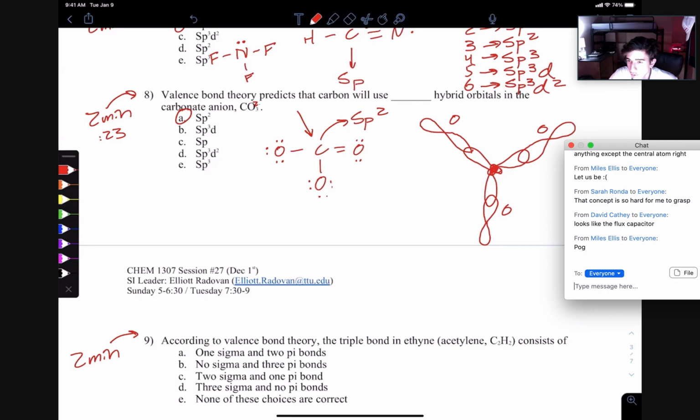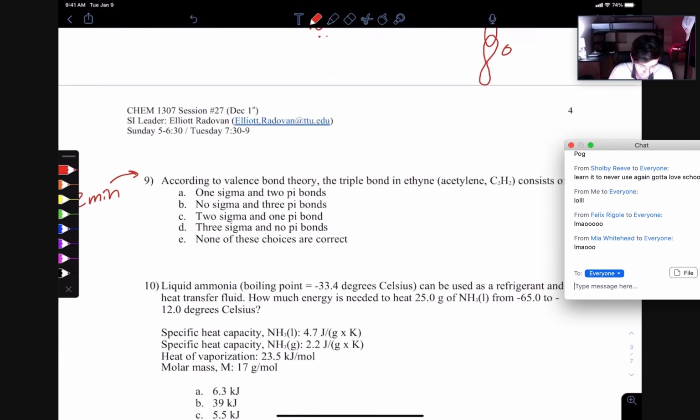All right. Someone mentioned flux from a capacitor. Please never mention that ever again. That gives me PTSD. Oh God, that was disgusting. I definitely cried over capacitors.